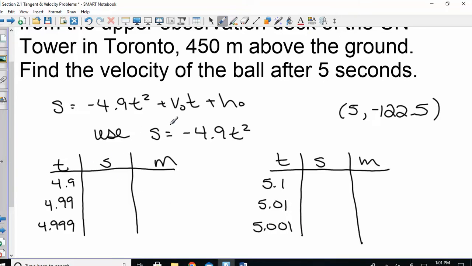All right, so we are going to have to plug these into our equation to get the y value. So if I put in 4.9, it'd be negative 4.9 times 4.9 squared. And then we have to find the slope between this and this point up here. Can I just put that in my calculator and not write it out? Is that okay? So y sub 2, negative 122.5, minus negative, so plus 117.649, over 5 minus 4.9.